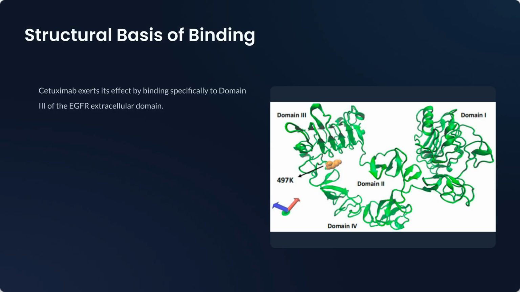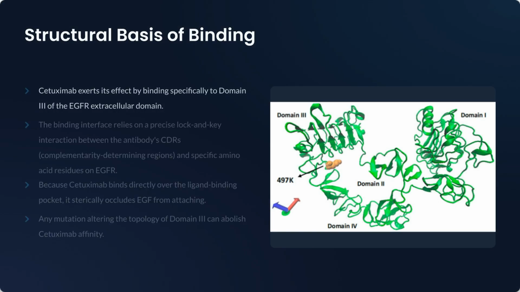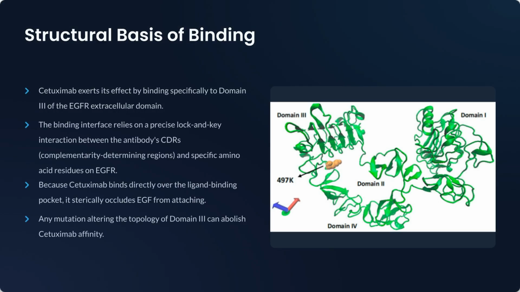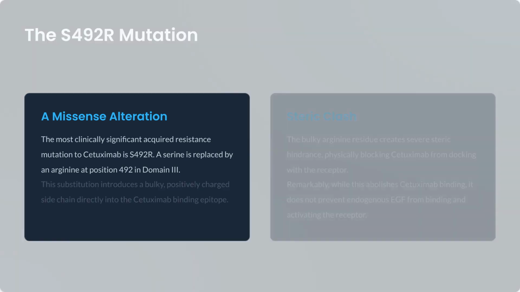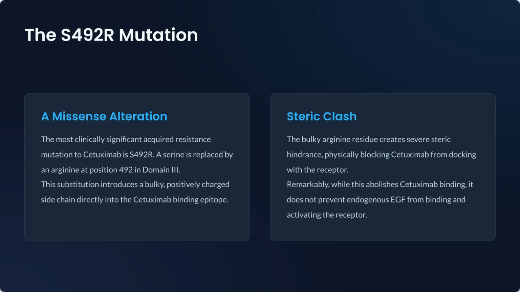Cetuximab binds specifically to domain 3 of the EGFR extracellular domain. This binding is a precise lock-and-key interaction that sterically blocks the binding of EGF, preventing receptor activation. The S492R mutation is the most significant acquired resistance mechanism, replacing a serine with a bulky, positively charged arginine in domain 3. This substitution causes a severe steric clash, physically blocking cetuximab binding.